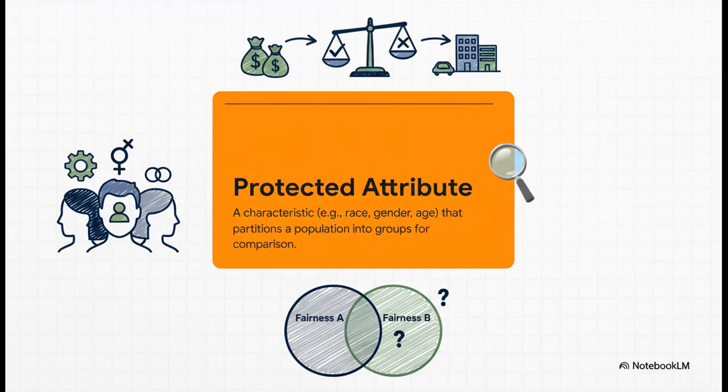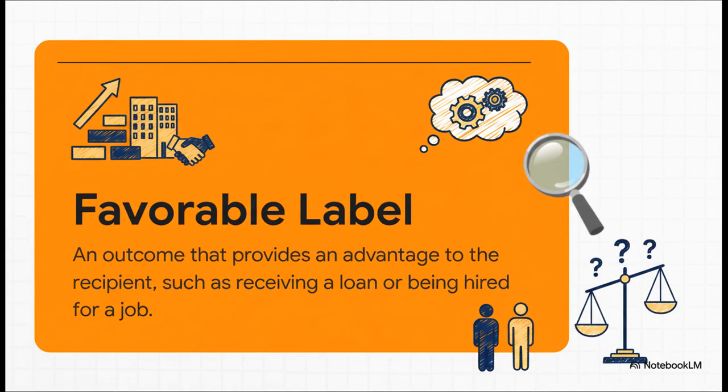So to even start measuring fairness, we have to know what we're measuring against. That's where this term comes in, a protected attribute. It sounds technical, but it's really just a way of saying these are the characteristics, like race, gender, or age, that we as a society have agreed should not be used to treat people differently. And the second piece of the puzzle is the favorable label. Again, fancy term, simple idea. This is just the good outcome. It's the yes, the approval, the thing you want. It's getting the loan, landing the job, basically winning the prize that the algorithm is handing out.